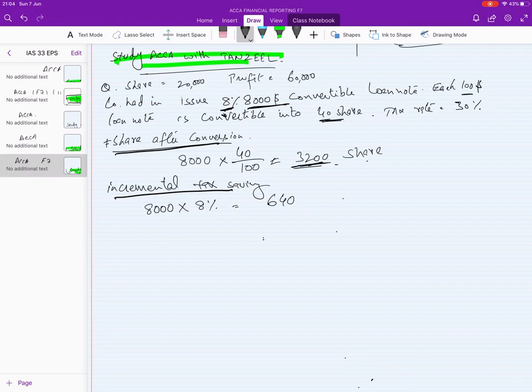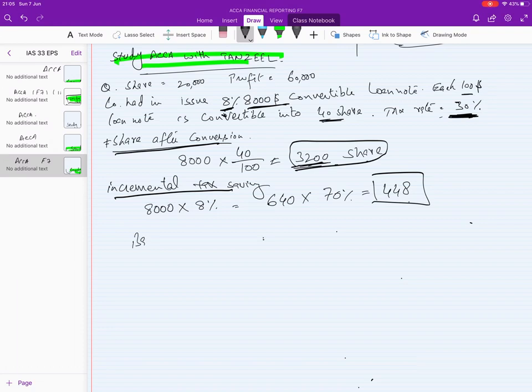So this is your interest saving, but this is not 100% yours. You have to pay 30% in tax. So you pay 30% to tax, and how much are you going to get? You're only going to get 70%, because 30% is going to the tax department and 70% is coming to you. So it will give you 480. This is your number of shares after conversion. This is your tax saving. This is your saving after tax.